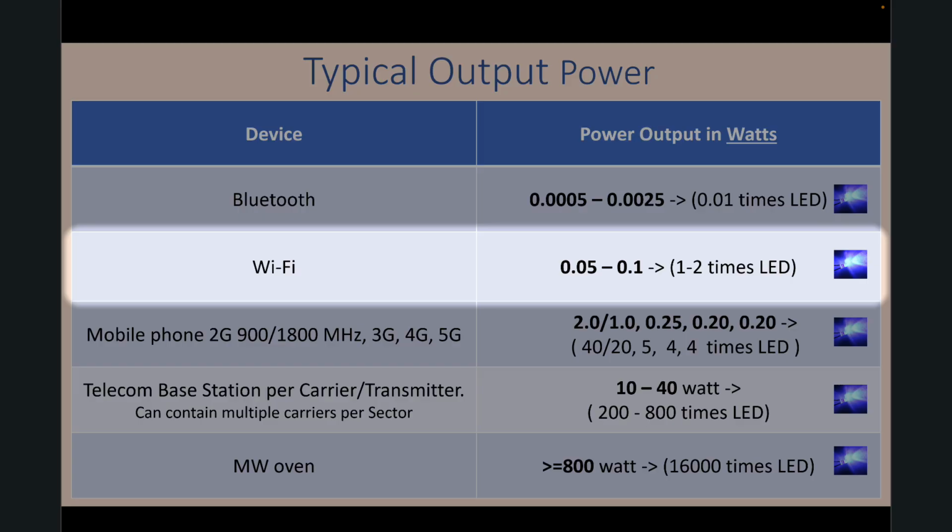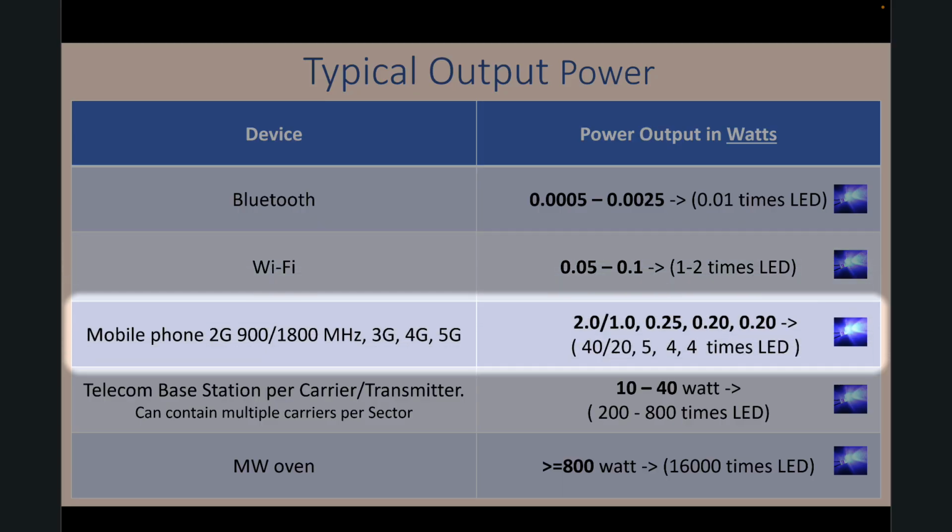Next is a mobile phone operating in 900 and 1800 MHz frequency, which is radiating an output power of 2 watts in 900 and 1 watt in 1800 MHz. As we can see from the table, a mobile phone 2G transmitter in the 900 MHz spectrum can radiate 40 times the power of a blue LED and 20 times the power of a blue LED when operated on 2G in the 1800 MHz spectrum.